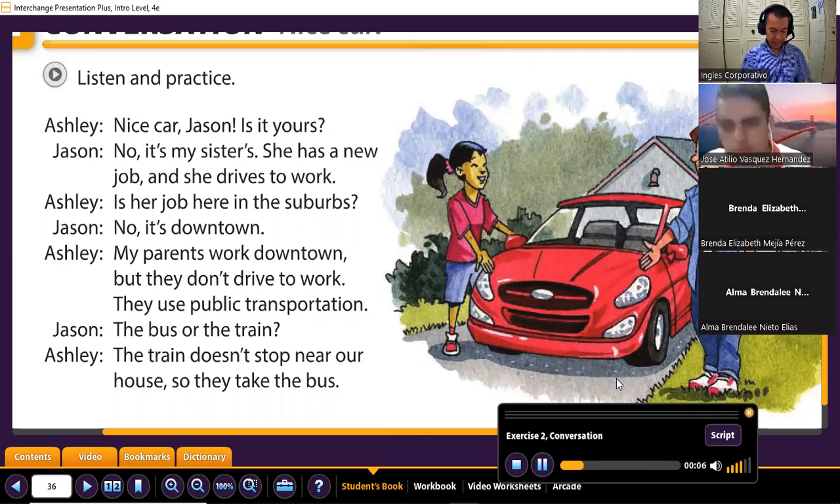Nice car. Listen and practice. Nice car, Jason. Is it yours? No, it's my sister's. She has a new job, and she drives to work. Is her job here in the suburbs? No, it's downtown. My parents work downtown, but they don't drive to work. They use public transportation. The bus or the train? The train doesn't stop near our house, so they take the bus.